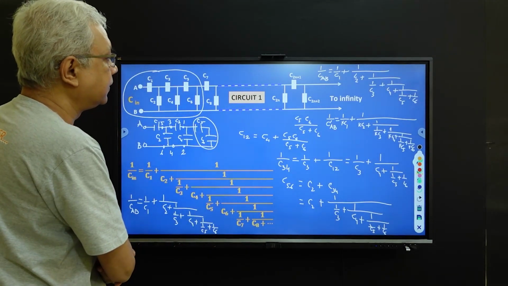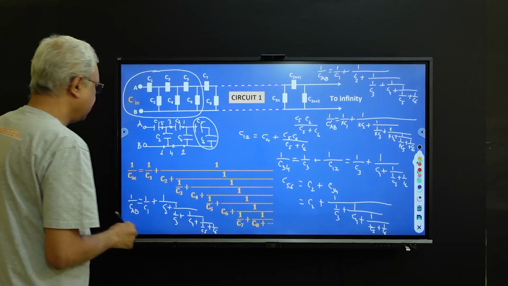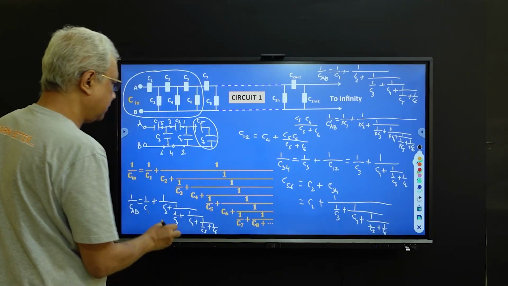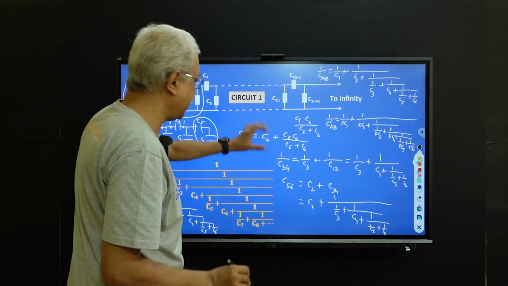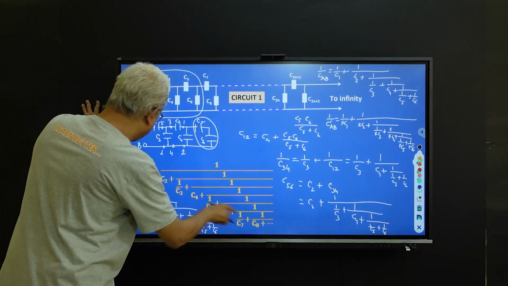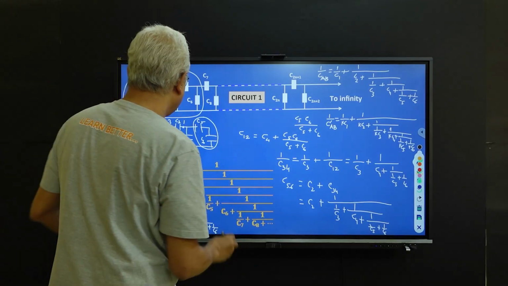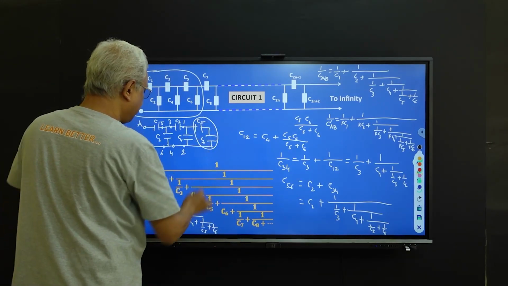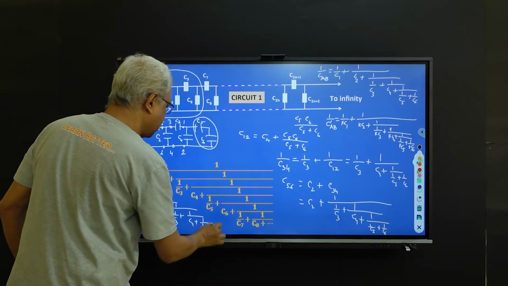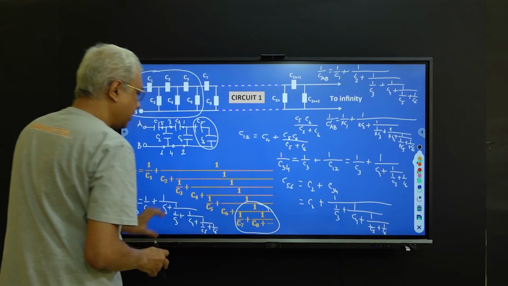Okay, so if I look at this expression, if the ladder is infinite actually, then what will happen? The expression of C in will look like this. Since we are only considering up to capacitor 6, this part will not be there in the expression.